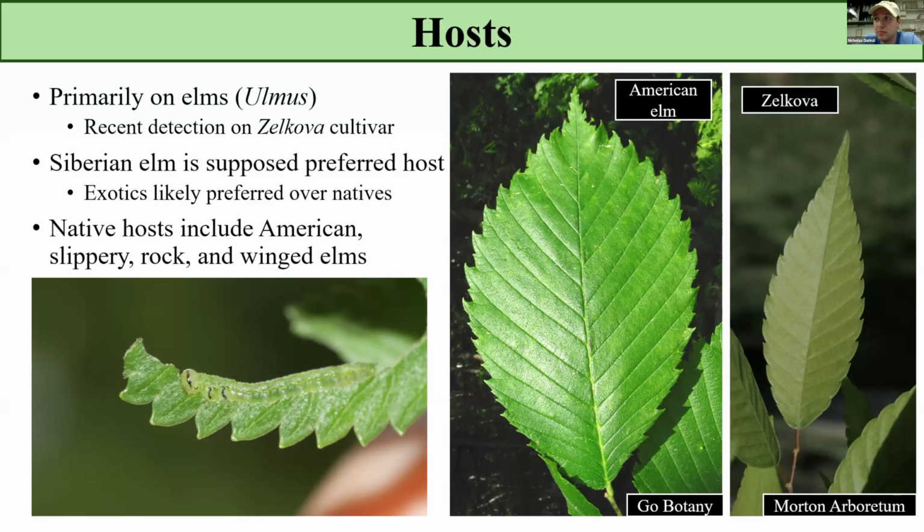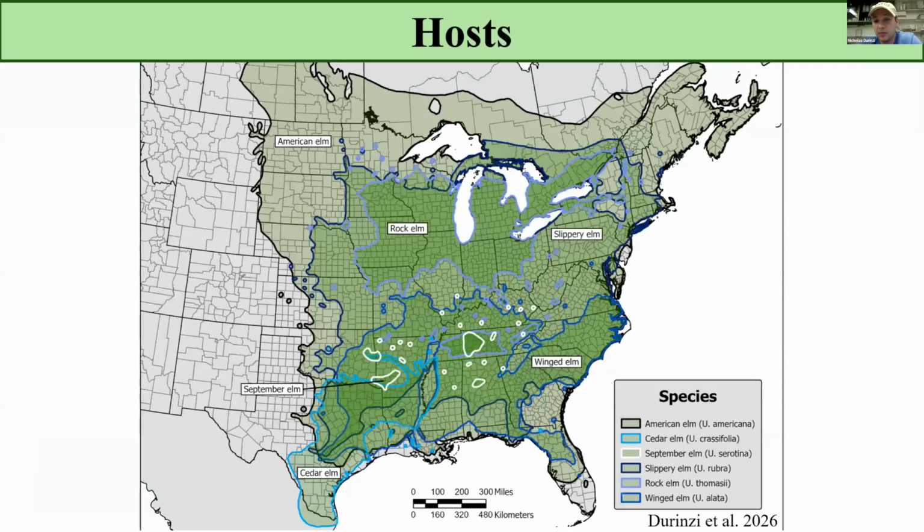Obviously, Zelkovas are a major ornamental. They've kind of taken the place of a lot of elms in cities. So, as far as native hosts, as I mentioned, American, slippery and rock elm in North America, or in New York, they've been found on all three of those, but they've also been found on winged elm, which has a more southern distribution, as you can see here.